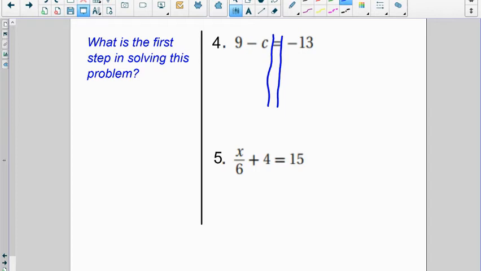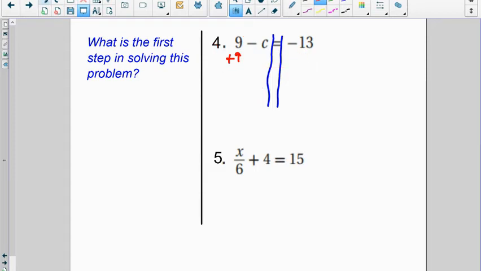Now this problem can be a little tricky because the temptation might be to see the subtraction and want to add 9 to both sides, like this. However, when you do that, what's 9 plus 9? Well, that's 18, which gives us 18 minus c equals negative 4, and that doesn't help us get c by itself at all.